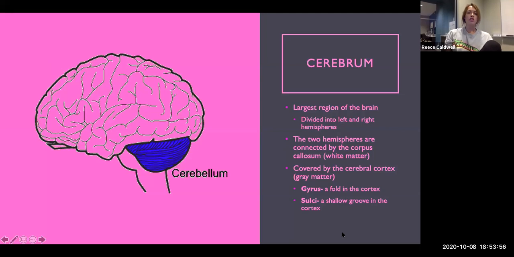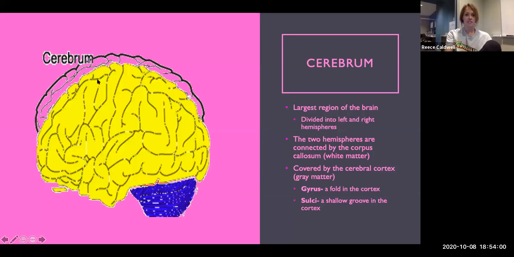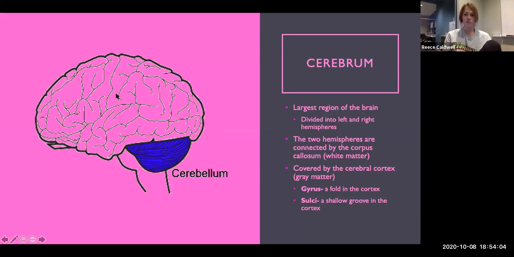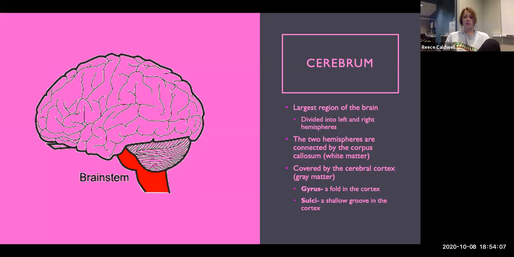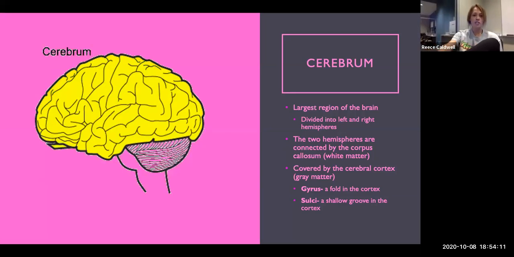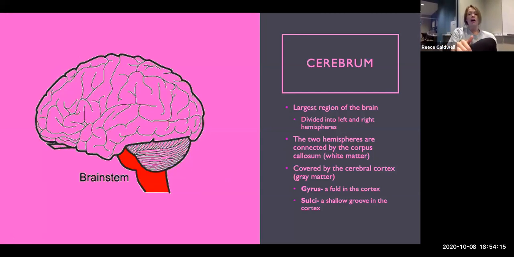The first major structure of the brain is the cerebrum. The cerebrum is this giant upper portion of the brain. It makes up the bulk of the brain. It is the largest region, and it is divided into the left and right hemispheres. You've probably heard about the left and right hemispheres of the brain.